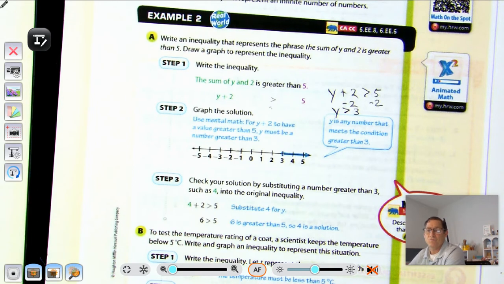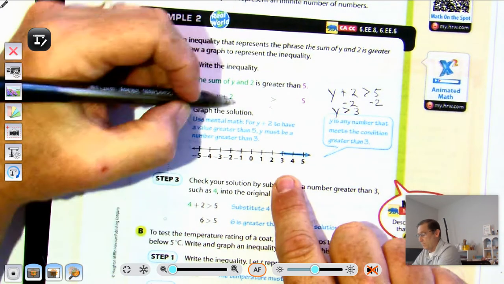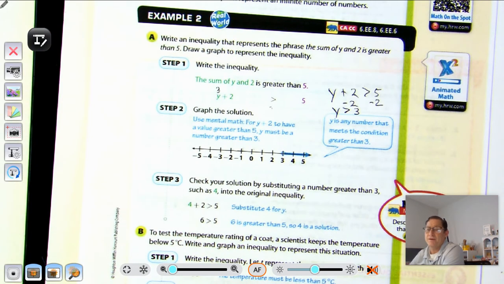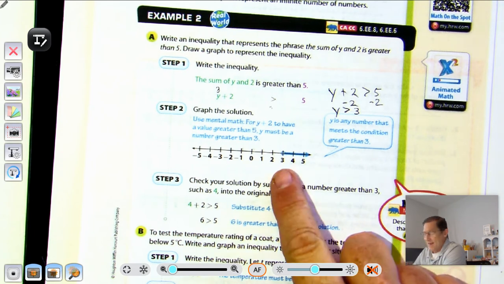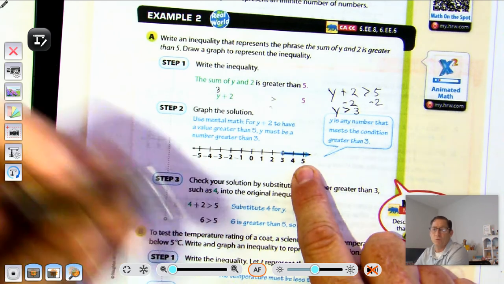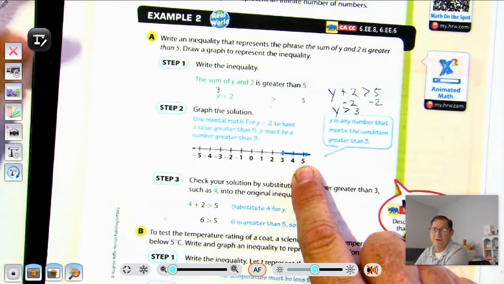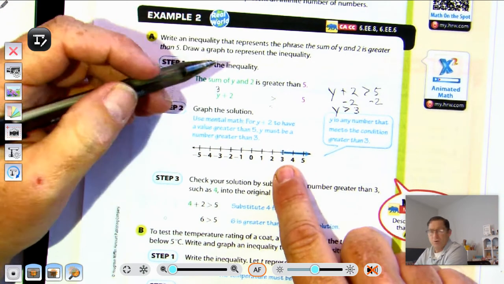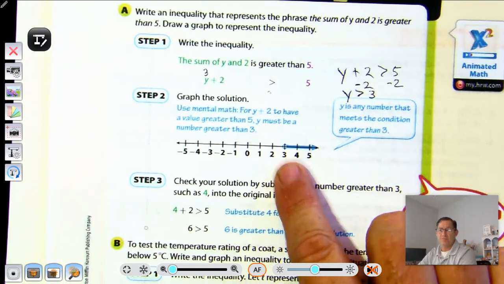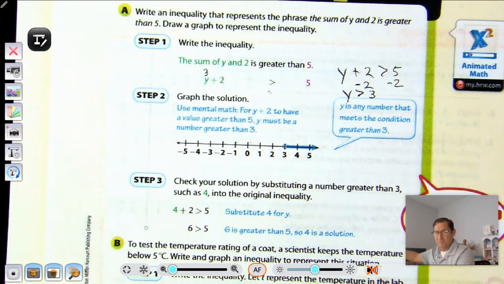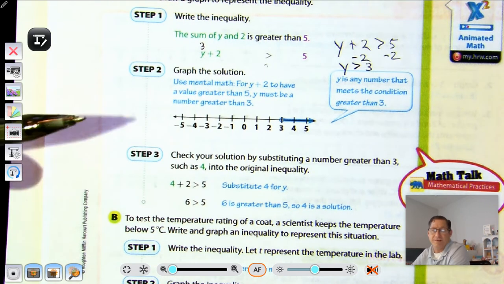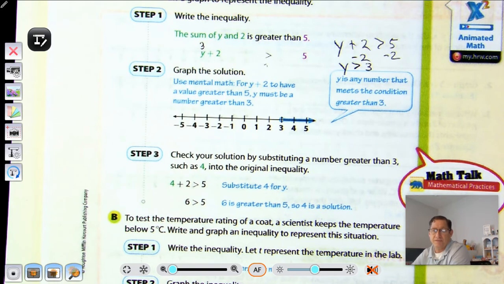Why does y have to be greater than 3? Well, if I put 3 in for y, 3 plus 2 is 5, but 5 is not greater than 5. So all my answers must be greater than 3. Does 4 work? 4 plus 2, 6 is greater than 5. So that works. So we're going to have an open circle at 3 because 3 does not make it a true statement. But 4 does, 5 does, 6 does, infinite numbers. Okay, and like they're writing here, we can check it by putting in 4 for y. Is that true? Is 6 greater than 5?